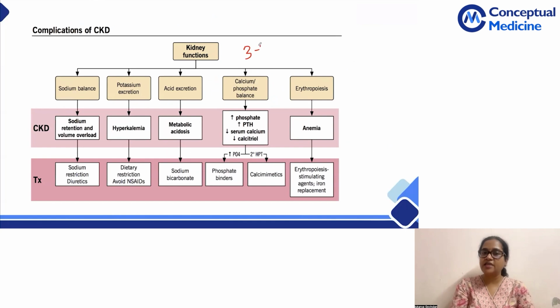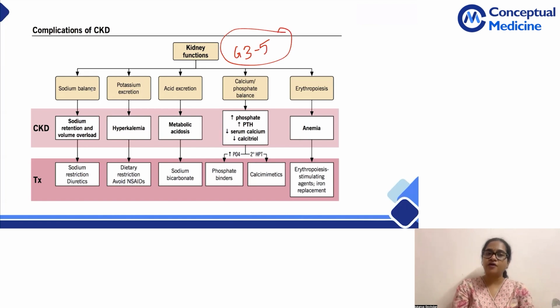All of these start decreasing as you reach CKD stages 3 to 5. In CKD stages 1 and 2, you do not have any of these complications. Stages 3 to 5 are the stages when all of this goes for a toss. So these are very, very important. All of this starts getting affected by grade 3 to 5.